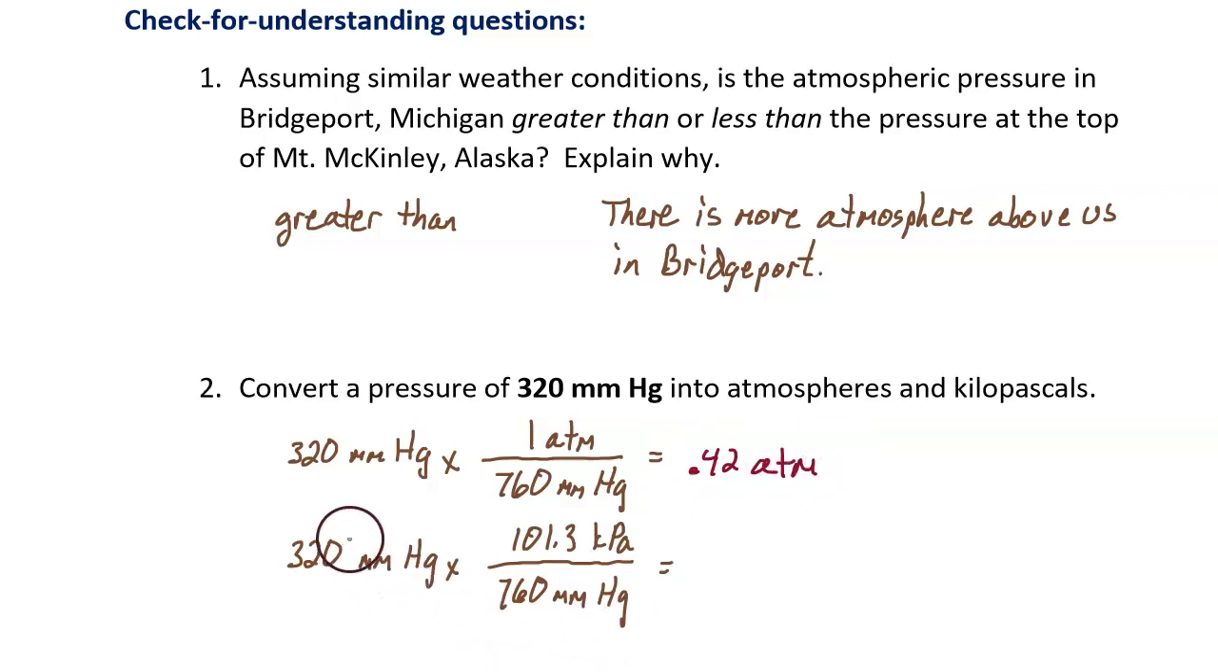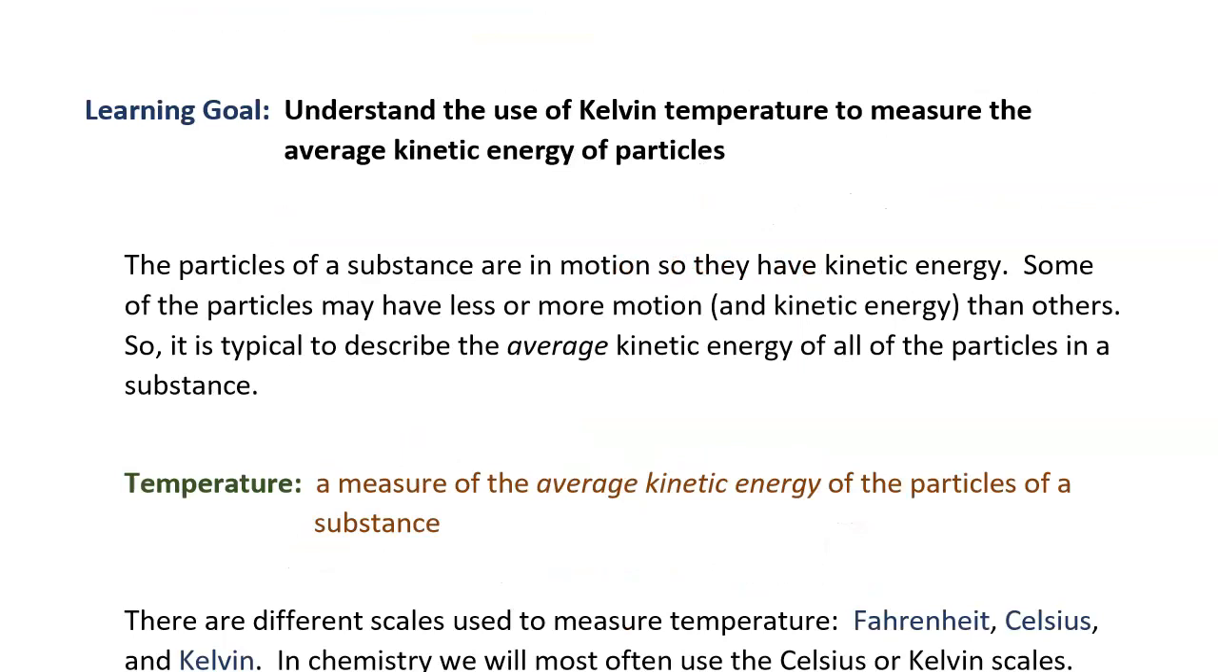For the second question, we're also beginning with 320 millimeters of mercury, and we're converting it into kilopascals. So on the top, we want the 101.3 kilopascals. And this rounds to 43 kilopascals. Here's the next learning goal. Understand the use of Kelvin temperature to measure the average kinetic energy of particles.